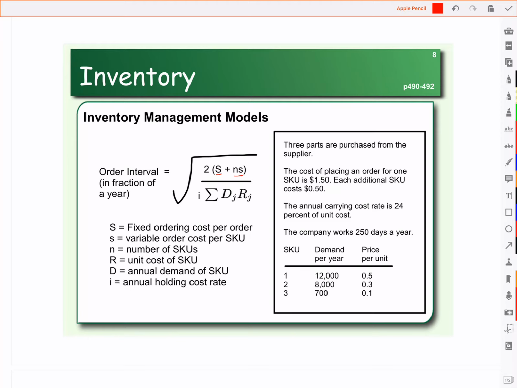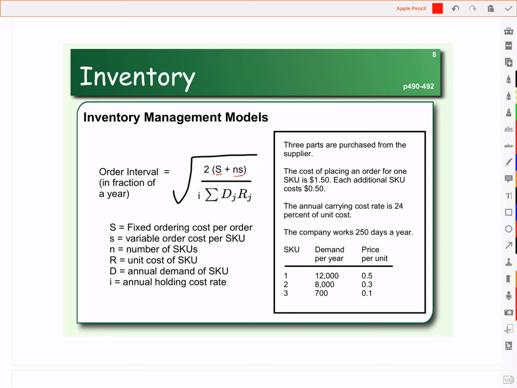Then we have to consider the cost to hold the inventory. Okay, so your order interval is basically looking at the trade-off between ordering costs and holding costs. One's on the top of the formula, one's on the bottom. So when we look at the holding cost, here, holding cost is listed as a percentage of the value of the product. So the sum D times R says, okay, how many doorknobs do I need?